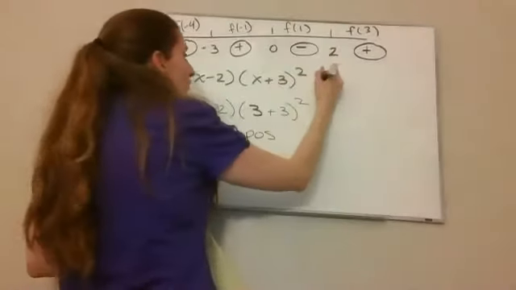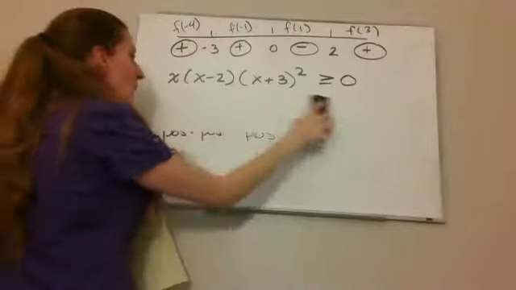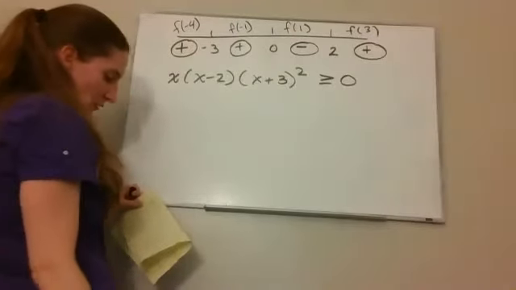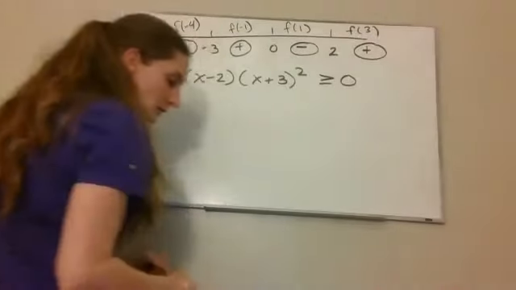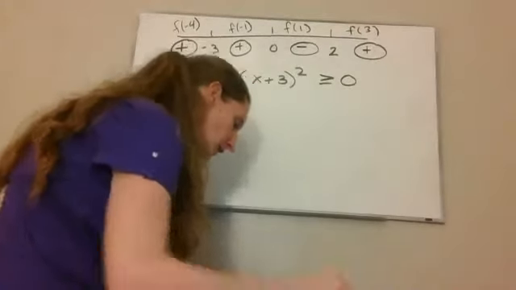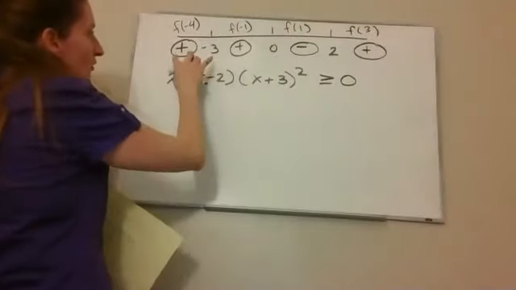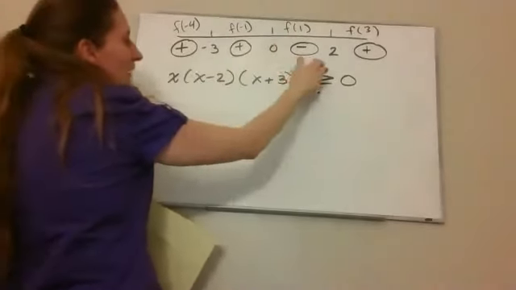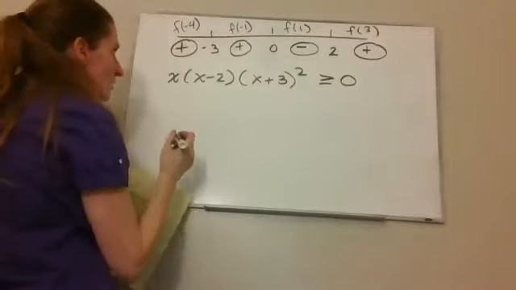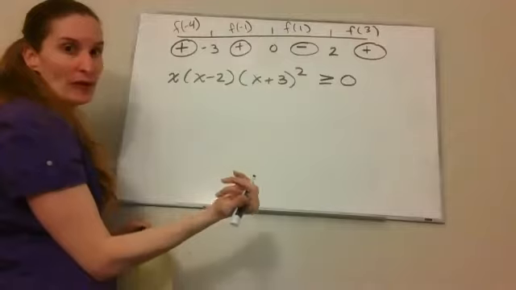And now we just have to remember what we were solving. What we wanted was this whole polynomial to be greater than or equal to 0. So looking at my number line, I see that I'm greater than or equal to 0 everywhere except for between 0 and 2. And since it's equal to 0, I can include the endpoints.